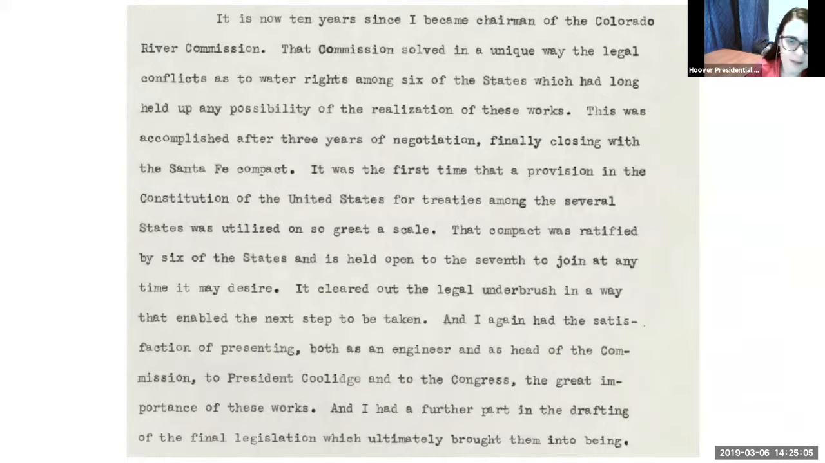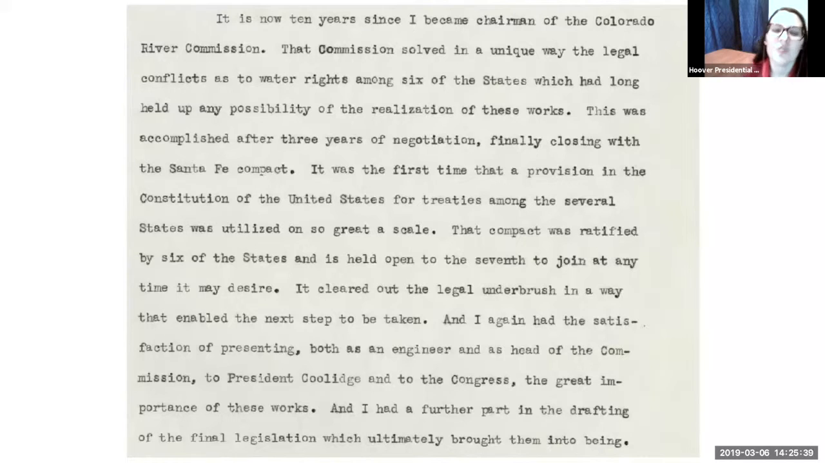That compact was ratified by 6 of the states and is held open to the 7th to join at any time it may desire. It cleared out the legal underbrush in a way that enabled the next step to be taken. And I again had the satisfaction of presenting, both as an engineer and as head of the commission, to President Coolidge and to the Congress, the great importance of these works. And I had further part in drafting of the final legislation which ultimately brought them into being.